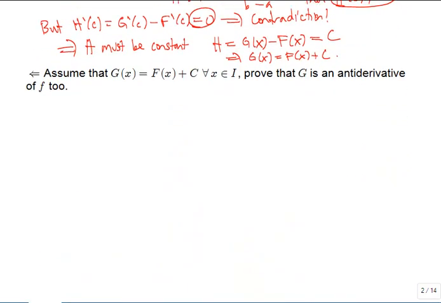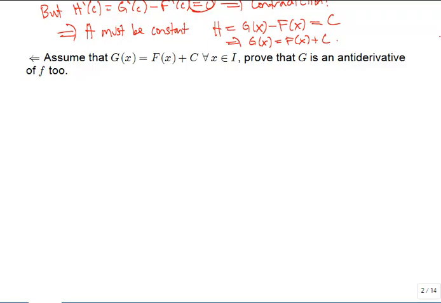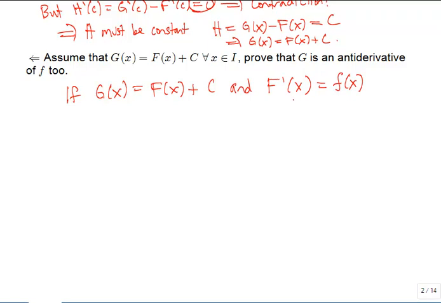Now let's do the other direction. So this time we're going to assume that G is F plus a constant for every x in our interval, and we just want to prove that capital G is therefore also an antiderivative of f as well. Okay, so if G of x is equal to F of x plus c, that's our assumption when we're going in this direction. And we already know that big F is an antiderivative of little f. That was also one of our assumptions. So that means the derivative of big F is equal to little f. So these are our two assumptions.